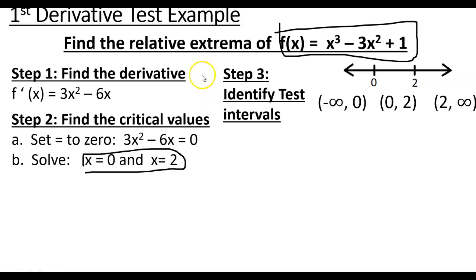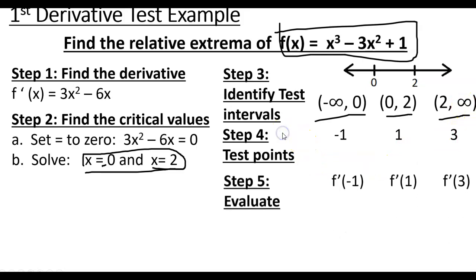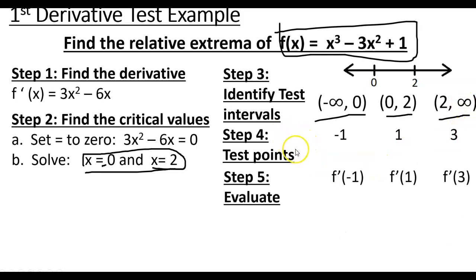So now I'm going to identify my testing intervals. I'm going to make a number line. I'm going to put these two numbers on that number line. And that means we have 3 intervals to test: from negative infinity to 0, 0 to 2, and 2 to infinity. What we do to test those is pick some points in those intervals. From negative infinity to 0, I'll pick negative 1, from 0 to 2, I'll pick 1, and from 2 to infinity, I'll pick 3. And I'll plug those into my derivative.